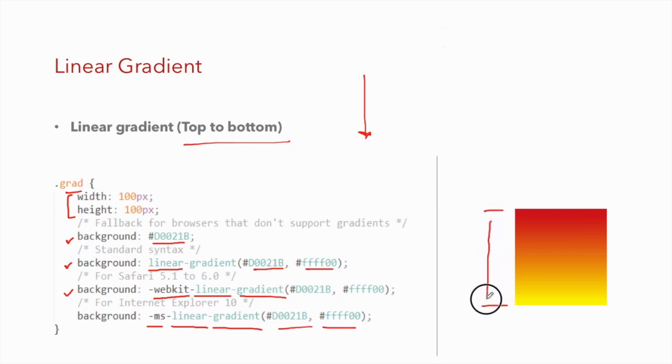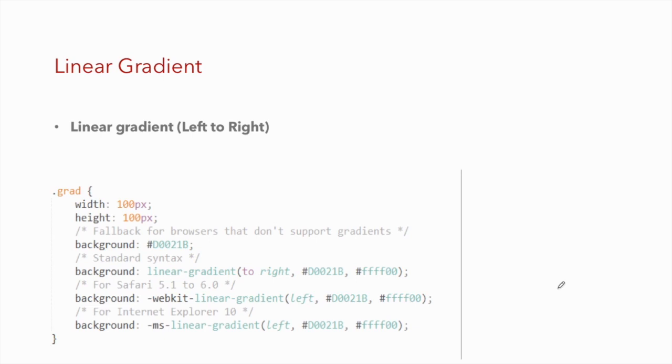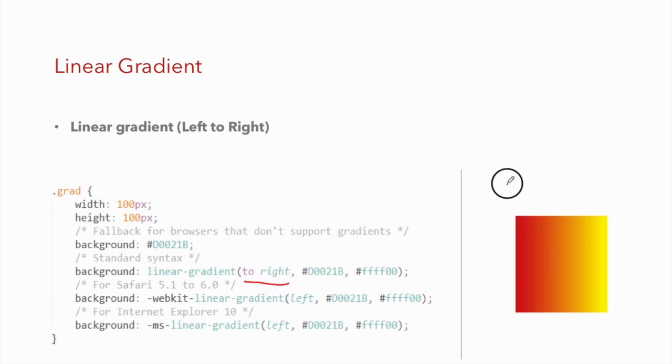And this is the direction of your gradient. By default it is top to bottom. So in case you want to change the direction, what you can do is add this particular line. So you are saying to right, so it will start from your left and it will move towards your right.